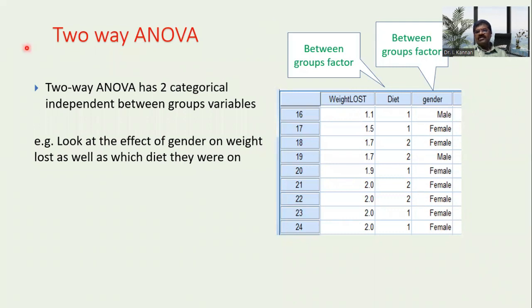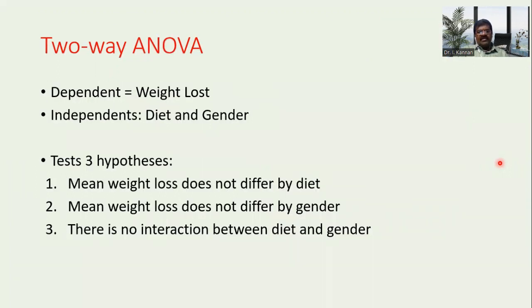So you have to tell in your research proposal that you are going to perform the two-way ANOVA to test the hypothesis and find the significance. To simplify, in the example I showed, the dependent variable is weight loss, and the independent variables are diet and gender. You will test: the null hypothesis that mean weight loss does not differ by diet, mean weight loss does not differ by gender, and there is no interaction between diet and gender. So this will be your main objective.